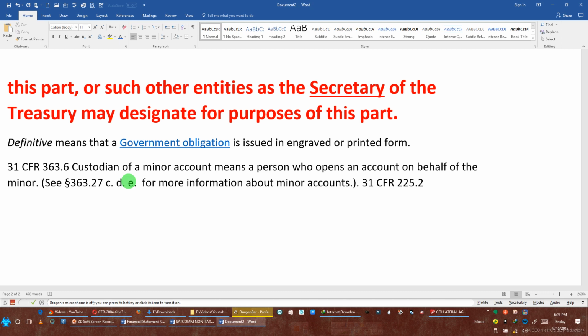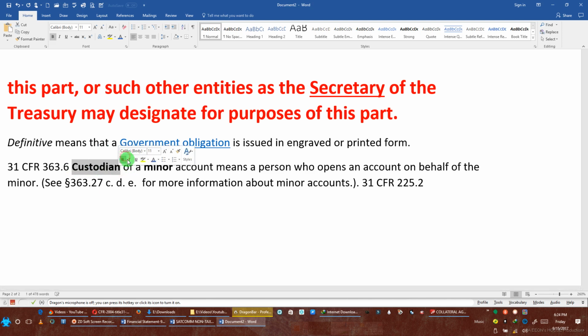Remember, a minor is the person who has not attained the age of majority and has not taken control of their securities. You'll find that under minor. These are the keywords that you're looking for: you're looking up minor and custodian, and you're going to find a minor account. If you're going to be doing some research, that's what you're looking at under definitions under CFR 363.6. That will get you your starting point.